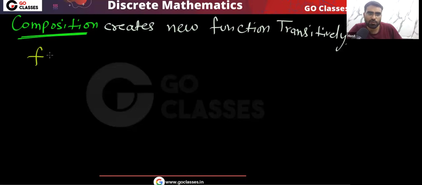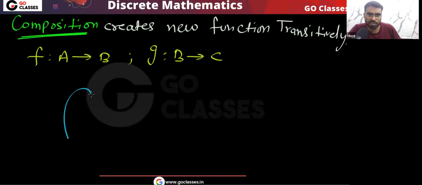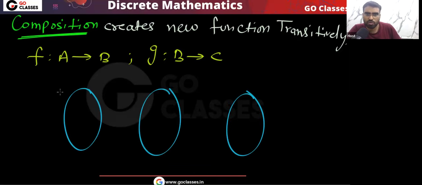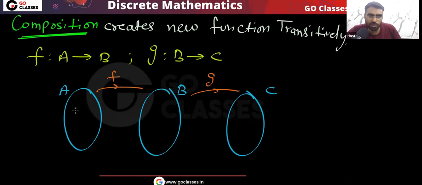That means if you have a function from set A to set B, and another function from set B to set C, this is set A, this is set B, this is set C. There is this function F and this function G. F is mapping elements of A to elements of B, because F is from A to B, so F is mapping X to Y. G is mapping elements of B to elements of C, because G is from B to C, so G is mapping Y to Z.